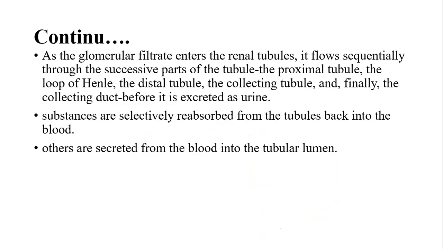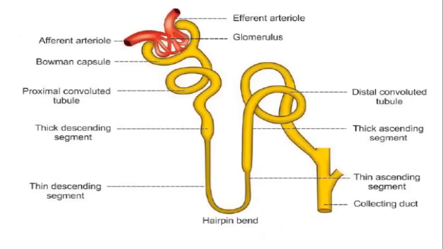As the glomerular filtrate enters the renal tubule, it flows sequentially through the successive parts of the tubule: the proximal tubule, the loop of Henle, the distal tubule, the collecting tubule, and finally the collecting duct before it is excreted as urine. Substances are selectively reabsorbed from the tubules back into the blood, and others are secreted from the body into the tubular lumen. So that's what this is about.